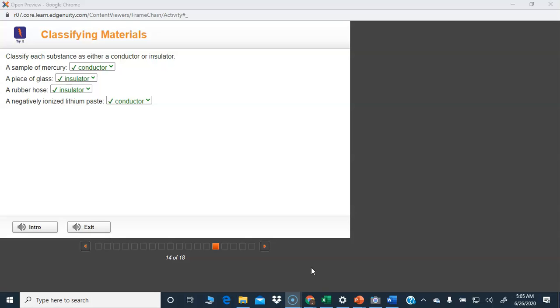Glass, you can't get shocked through a piece of glass. Glass does not have free electrons to move about and create electricity. A rubber hose, rubber does not conduct electricity. And negatively ionized lithium paste, the key word there is ionized, and so that is a conductor.